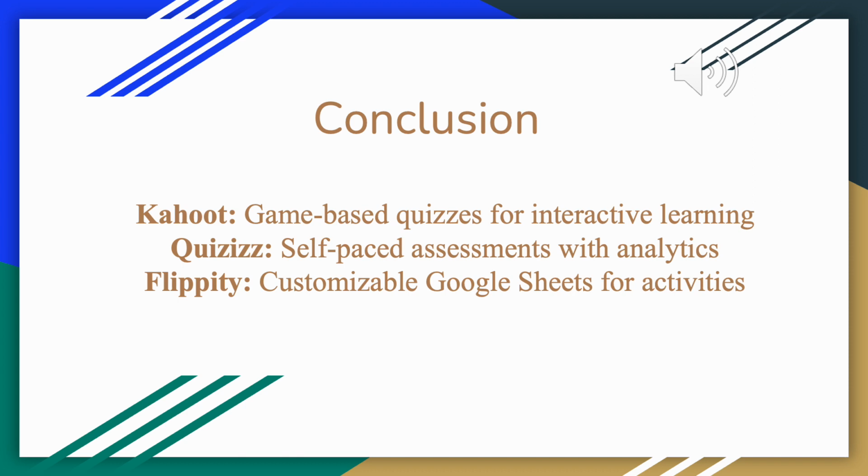In conclusion, educators must pick the right interactive tool to enhance student learning. Overall, Kahoot is a game base in which students partake in an interactive learning quiz. Quizizz is more self-paced for assessments with teacher analytics, and Flippity is more customizable using Google Sheets and allows teachers and students to pick which activity they would like to complete. Overall, different tools are used for different teaching needs and help students gain motivation within the process.